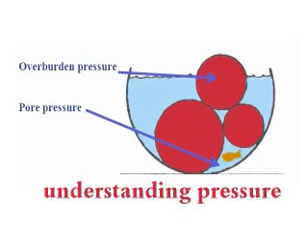So the pressure on the balls is called overburden pressure and increases when you stack more balls. The pressure in the pore space is called pore pressure and increases when the water column rises.